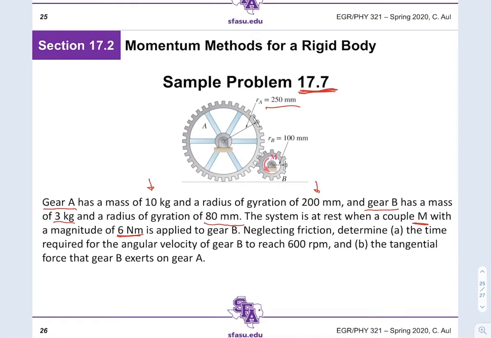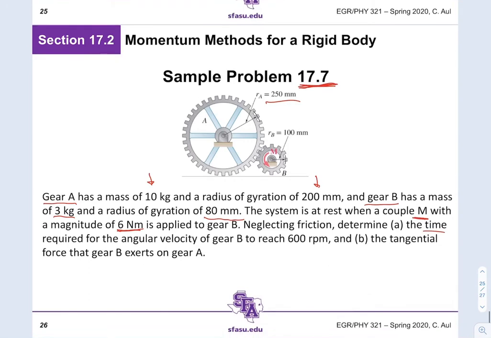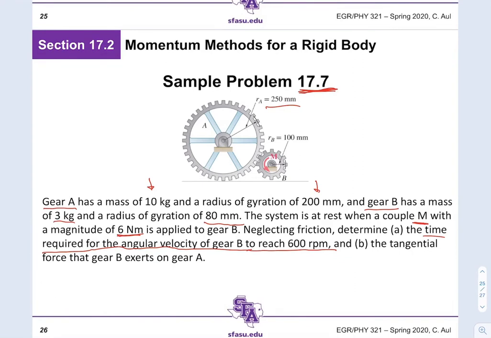We say that the system is at rest when all of a sudden a couple M is applied, going in this counterclockwise direction. Think of this as applying a torque to gear B, and we have the moment for that couple applied to gear B. We're neglecting friction in the joints of the gears. We are to determine the time required for the angular velocity of gear B to reach 600 RPM.